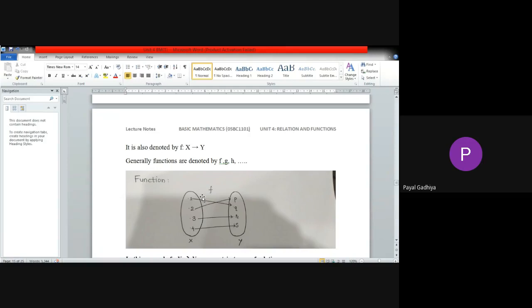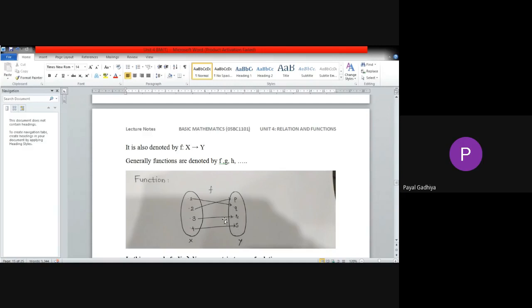See, in this first x set, there are four elements 1, 2, 3, 4. In this y set, there are four elements p, q, r, s, and I'm applying a function on every element. Like if I'm applying function f on 1, then I'm getting answer q. I am applying f on 2, then I'm getting p. Then 3 is going to r and 4 is going to s.